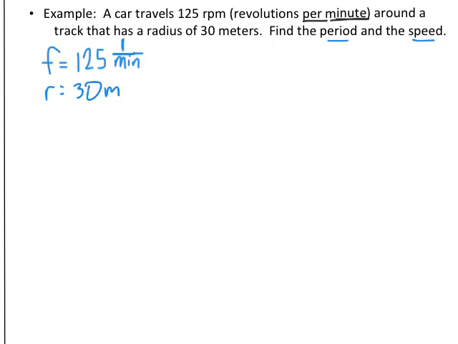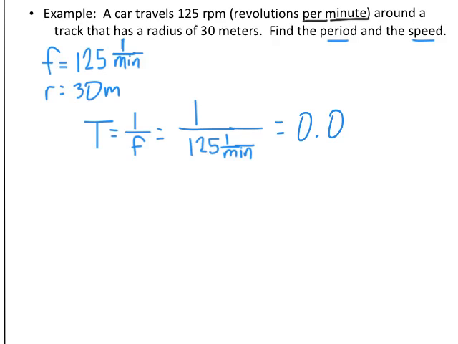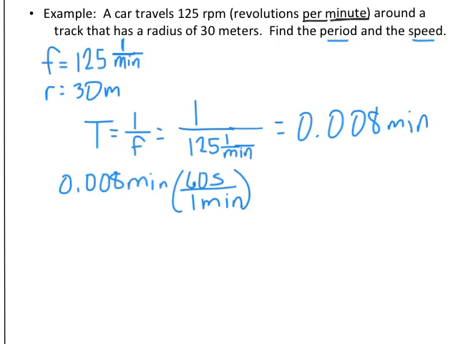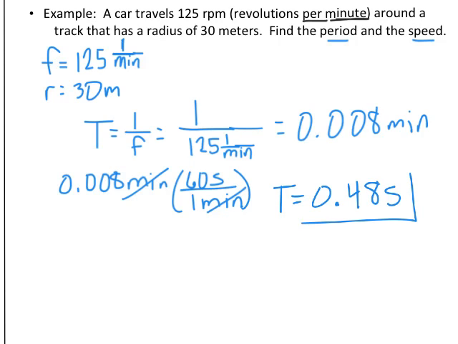So remember that period is going to be measured in seconds, so we are going to need to make that conversion, but let's go ahead and set up the problem. So my equation is the period is 1 divided by the frequency, and I plug those numbers in. And this gives me a period of 0.008, and when I divide 1 over minutes, that turns my units into minutes. So now we need to convert that to seconds. There are 60 seconds in a minute, and I'm going to be multiplying so that my minutes cancel out. And this gives me a final answer of a period of 0.48 seconds.